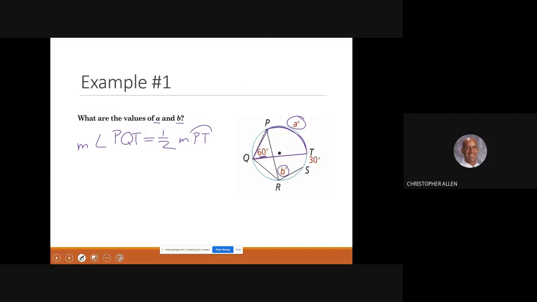Do we know what the measure of angle PQT is by chance? Oh, we do. It's 60. So I can put 60 in there. So that's 60, 1/2 is just 1/2. And what is the measure of arc? Remember, this is an arc. This over here is an angle. What is the measure of that intercepted arc? Oh, it's A. What does A have?